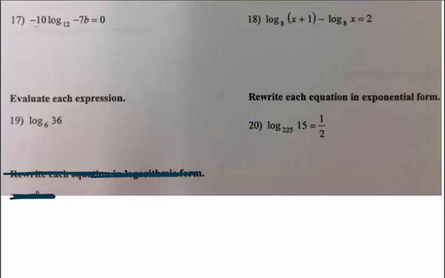And that little switch comes in handy on lots of problems, even number 19. Now there's a lot of different ways we could find this. Evaluate each expression. You could absolutely just throw it onto your calculator. You could do that if you know where that log base button is on your calculator, or if we did change of base, log of 36 over log of 6, you could get the right answer.